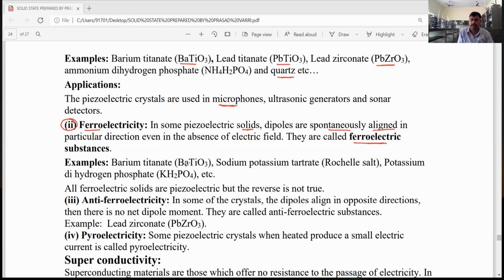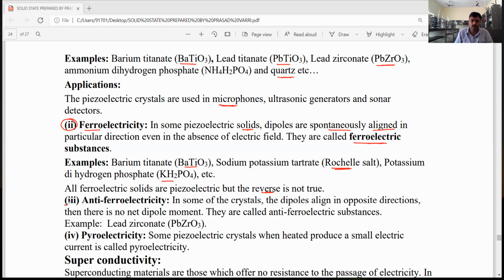Examples are barium titanate, sodium potassium tartrate, which is also called Rochelle salt, and potassium dihydrogen phosphate. So ferroelectric solids are piezoelectric, but the reverse is not possible. All ferroelectric substances belong to piezoelectric, but not all piezoelectric substances belong to ferroelectric substances, dear students, because in ferroelectric substances, even if you remove the electric field, the net dipole is not equal to 0. They have some net dipole moment.